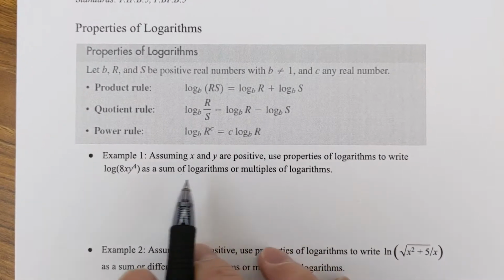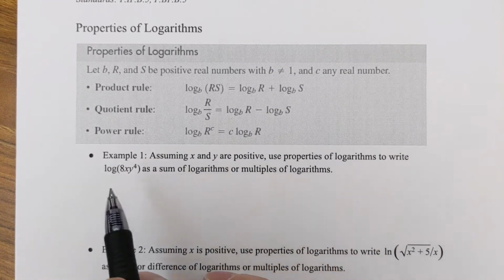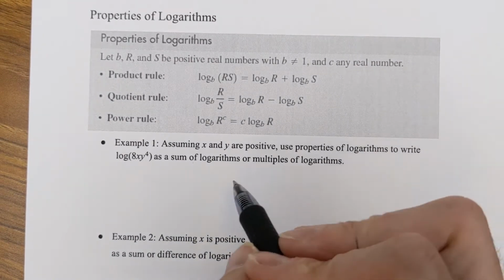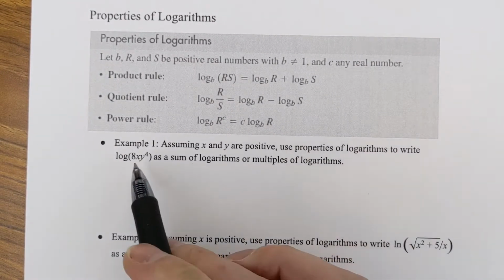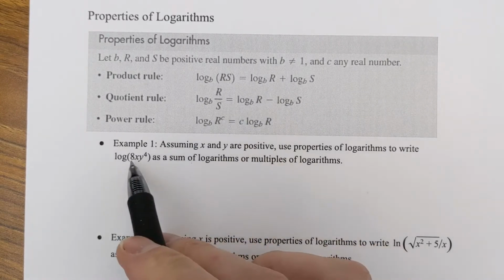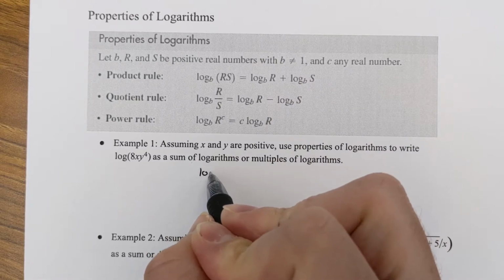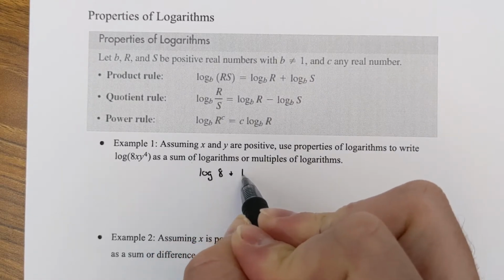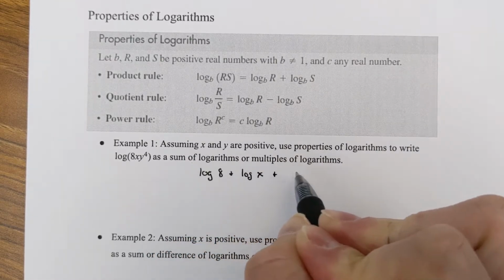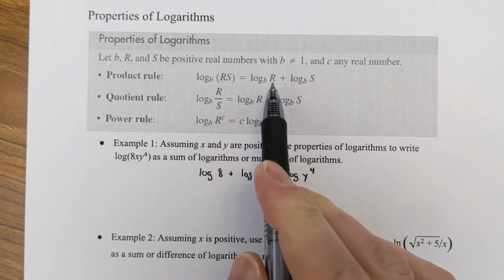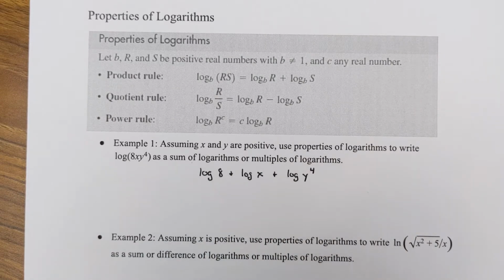Okay, so example 1 says, assuming x and y are positive, write log of 8 x y to the fourth as a sum of logarithms or multiples. The first thing we're going to do is use our properties to break it apart because of multiplication. So we have 8 times x times y to the fourth. That's going to be log of 8 plus log of x plus log of y to the fourth. That's using the product rule. Things that are being multiplied can be separated with addition.